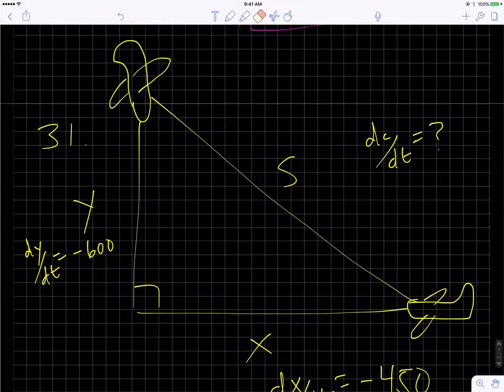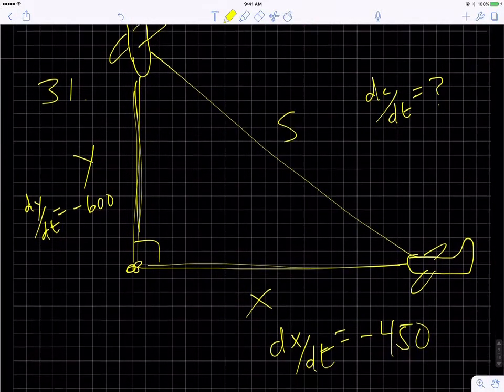So number 31, we've got these two planes converging. So one plane, I'm going to call the distance here x, they're going to meet at this point here. So that's going to be x right here. And this will be y. And the distance between them will be s.